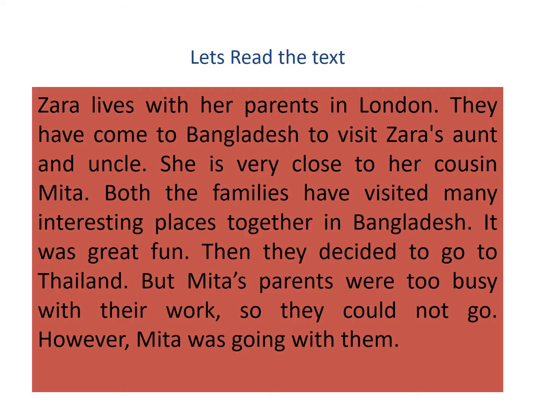Okay, dear students, now let's read the text given in our English for Today book. Slowly. Jara lives with her parents in London. They have come to Bangladesh to visit Jara's aunt and uncle. She is very close to her cousin Mita. Both the families have visited many interesting places together in Bangladesh. It was great fun. Then they decided to go to Thailand, but Mita's parents were too busy with their work, so they could not go. However, Mita was going with them.